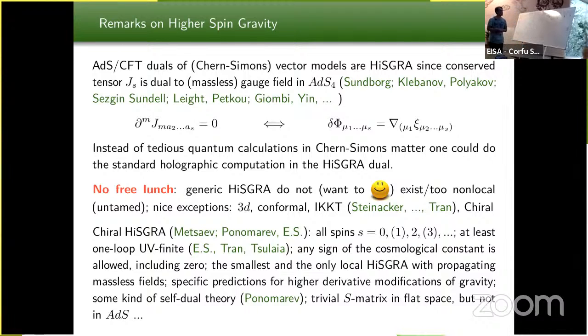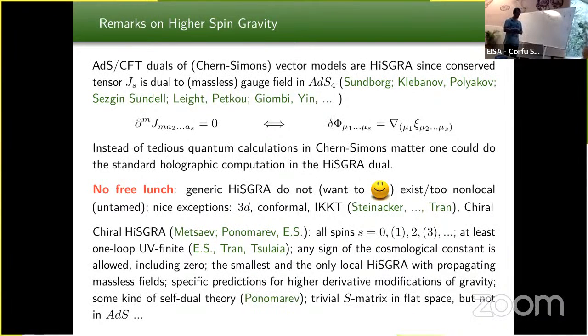But in general, theories of this type are very difficult to construct, because they don't want to exist, or are just too non-local. There are many of these theories we expect to exist, but they're too non-local, so some of the non-localities are not tamed yet. But there are nice exceptions. In particular, the talk later is based on the higher spin IKKT model and chiral higher spin gravity. Just in a few words, what is that? It's the most minimal higher spin theory you can construct, but still its spectrum is infinite. So it has fields of all spins. You can show it's at least one-loop UV finite, and so on.